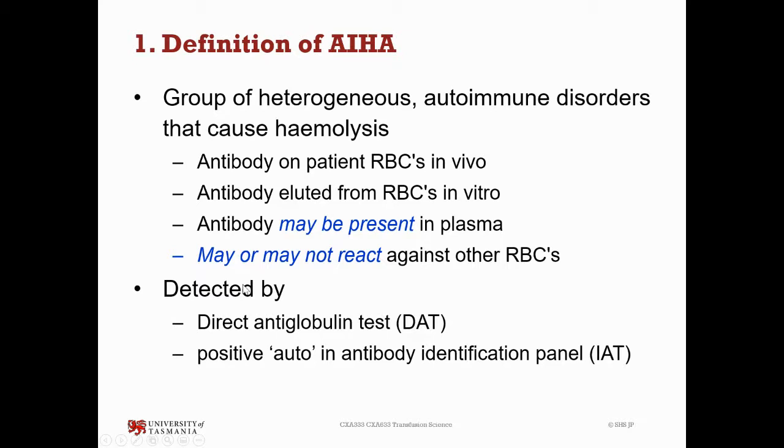And the other thing too is that it may or may not react against other red cells. So it could be an autoantibody that is unique to the patient's own cells. But the thing is, we still need to remove it from the patient's cells and from the patient and identify it. And if it is present in the plasma, we need to be able to get rid of it out of the plasma so that we can see if there's an underlying alloantibody. So these autoantibodies can get quite complicated.